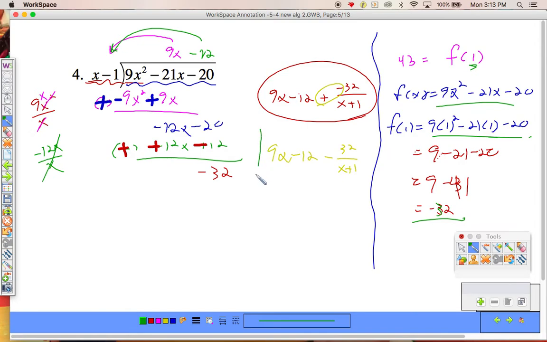All right, so again, this is probably the best answer. That plus minus is better as a negative. We don't write r anything anymore. We're done writing r negative 32. Remainders are not written like that anymore.